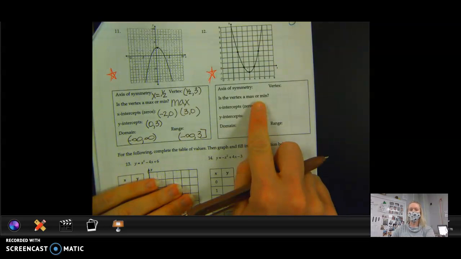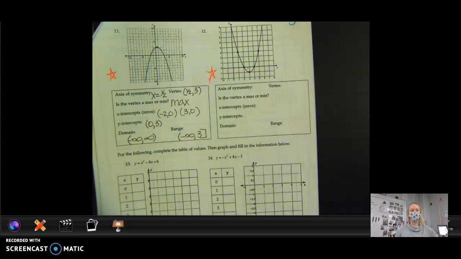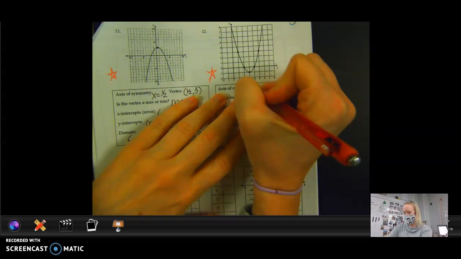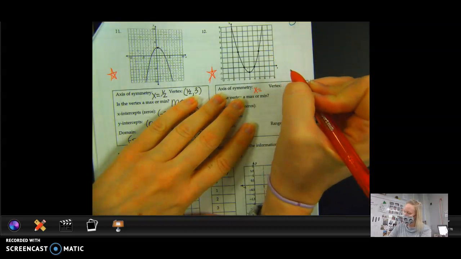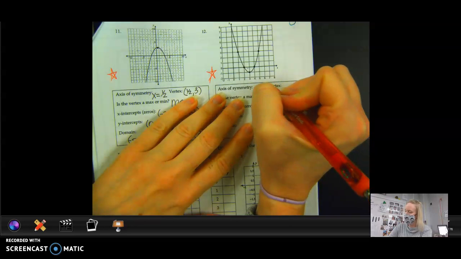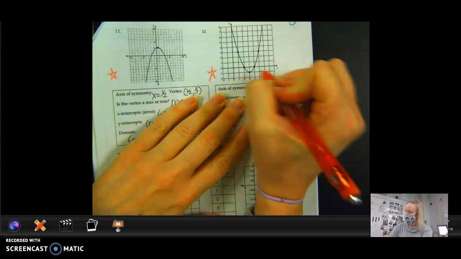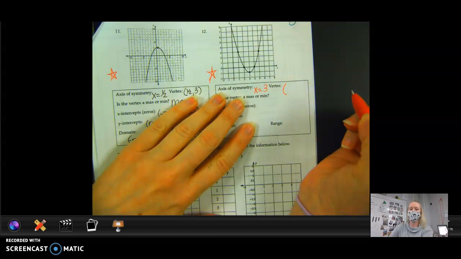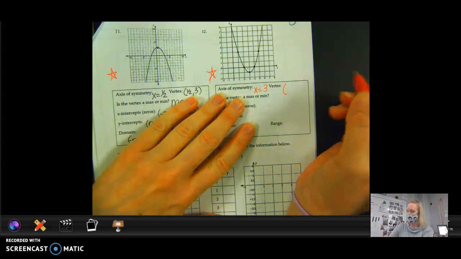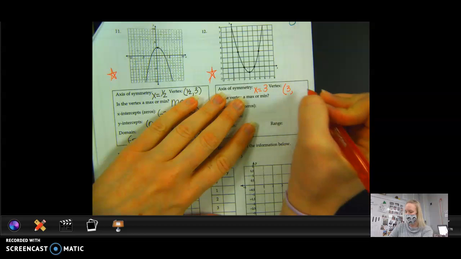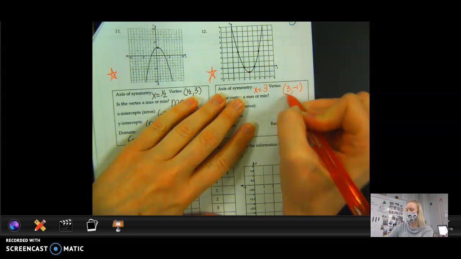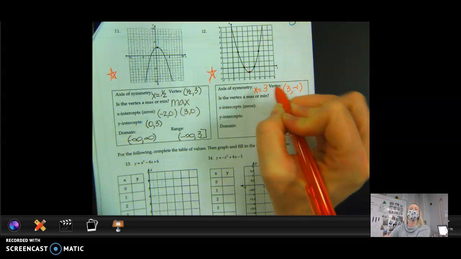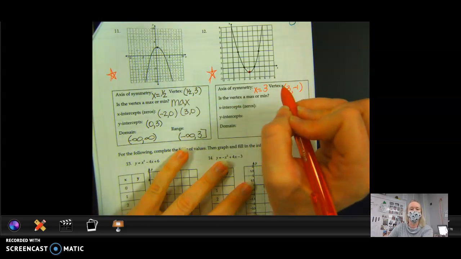Next one, number 12. What is my axis of symmetry here, guys? X equals how much? Not -1. Not 1, 3. Because what's my vertex at? What, comma, what? 3, comma, -1. Isn't this point at 3, -1? Well, what's your X value at that point? It's 3, so your axis of symmetry has to be 3.